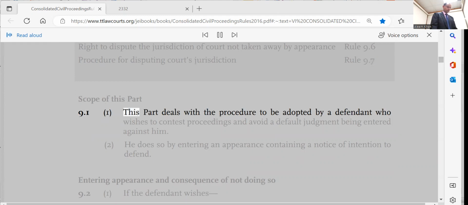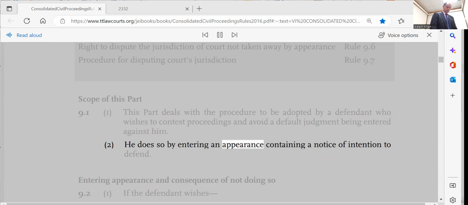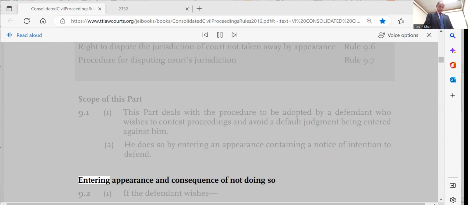9.1 1. This part deals with the procedure to be adopted by a defendant who wishes to contest proceedings and avoid a default judgment being entered against him. 2. He does so by entering an appearance containing a notice of intention to defend. Entering appearance and consequence of not doing so.